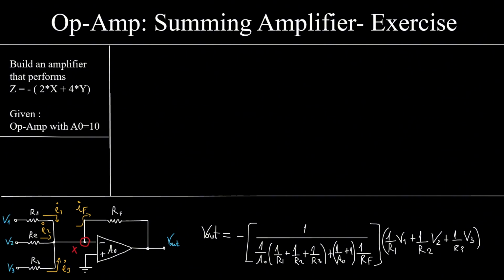Now, to test our knowledge, let's look at this exercise in which we are asked to perform this mathematical operation. We want the output to be equal to minus the quantity 2 times x plus 4 times y, all right. We are given an op-amp with A0 equals 10, not very large, notably. So we'll keep this in mind. This is the equation. I put this here, but we have proven it to be the general one.